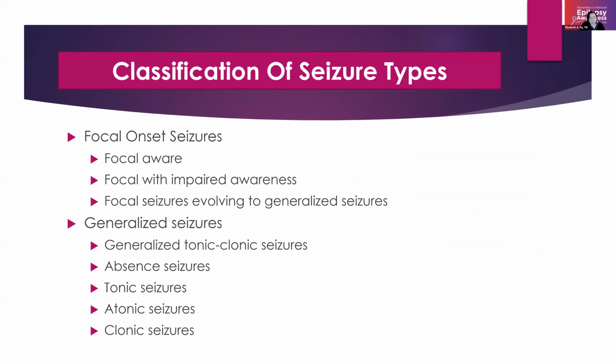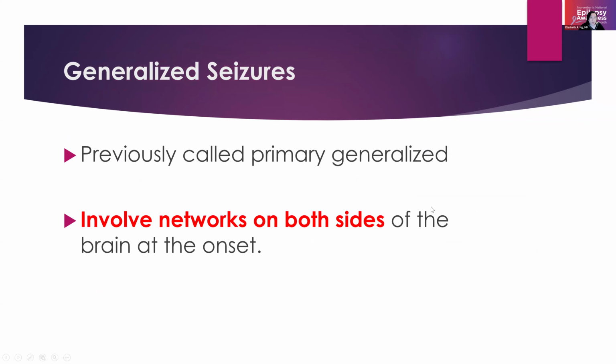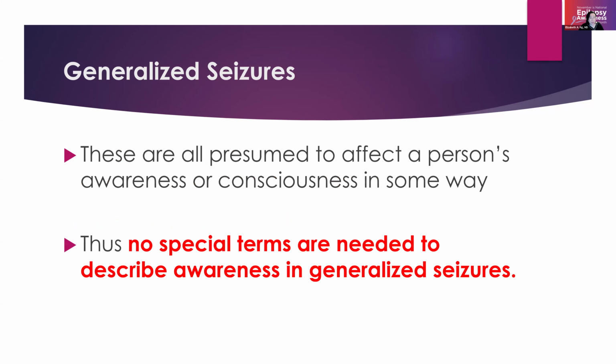So focal onset seizures can be either focal aware, focal with impaired awareness, or focal seizures evolving to generalized seizures, and the generalized seizures can be generalized tonic-clonic seizures, absence seizures, tonic seizures, atonic, or clonic seizures. So generalized seizures were previously called primary generalized, and this involves networks on both sides of the brain at the onset. And they're all presumed to affect a person's awareness or consciousness in some way.